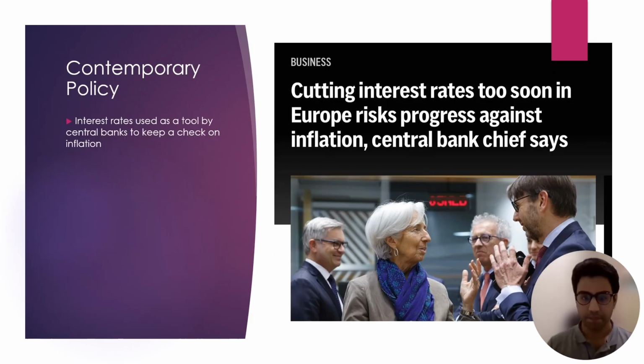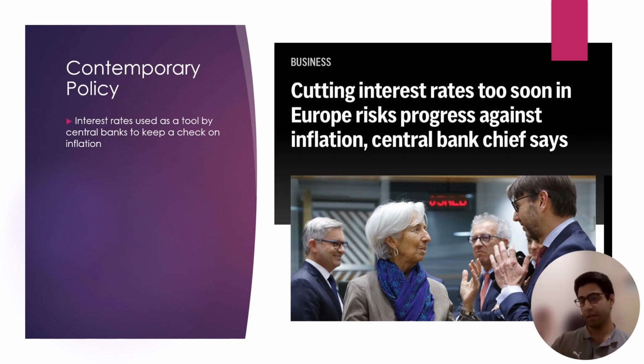Contemporary policies. Inflation and interest rates are an important and key tool used by the central banks. Countries have separate central banks, who look after the monetary policies. And here you can see a statement from the European Central Bank chief, where she's talking about the possible loss of progress against inflation if the interest rates are cut. This is in context of the rise in inflation post-COVID.